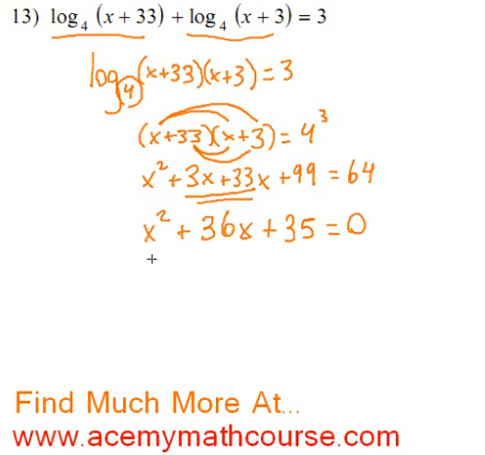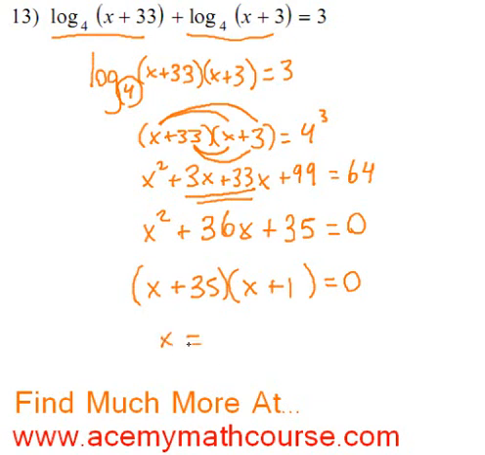You could solve this with quadratic formula. You could solve it completing the square. I am personally going to choose factoring. Okay, so I'm going to put an x here, an x there. I'm looking for two numbers that multiply to 35 and add up to 36. Piece of cake. We have 35 and 1.